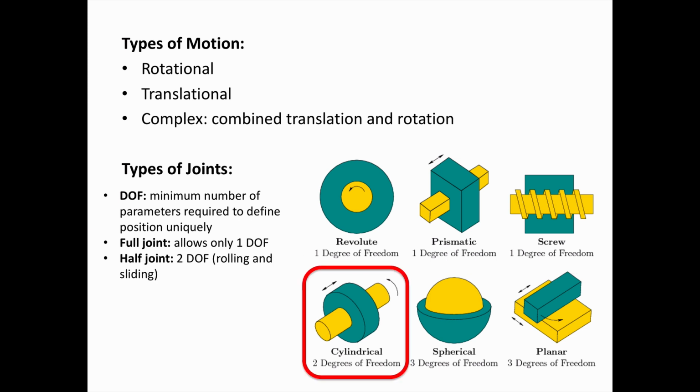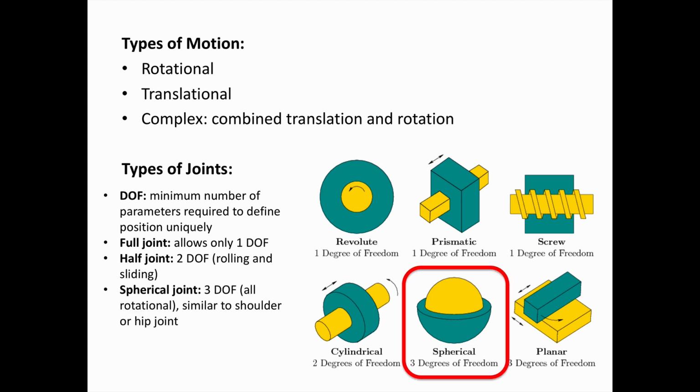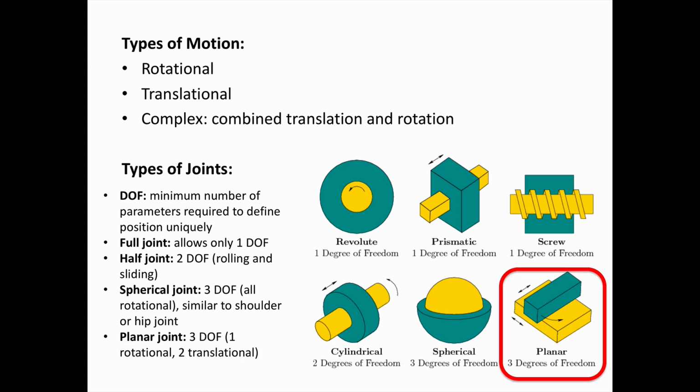Half joints allow 2 degrees of freedom. So in this example, this cylindrical joint, we can have both rotation of the cylinder, and we can also have translation of this cylinder moving in and out. The next joint is a spherical joint that has 3 degrees of freedom. So in the human body, this is similar to a shoulder joint or a hip joint. Finally, a planar joint allows 3 degrees of freedom, 1 rotational and 2 translational degrees of freedom.